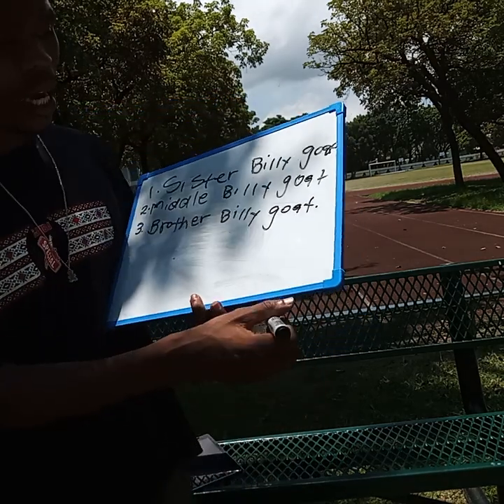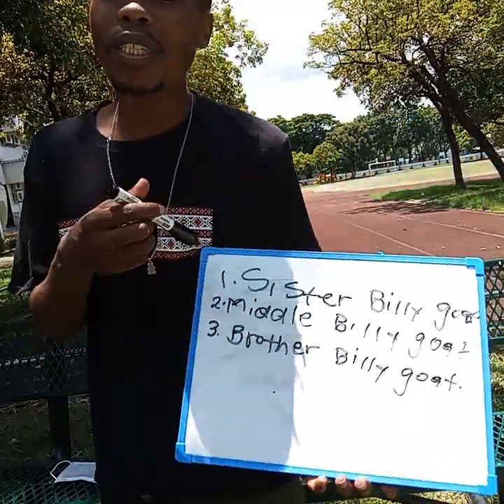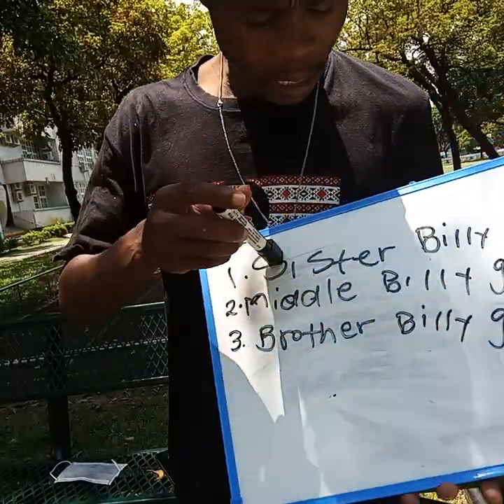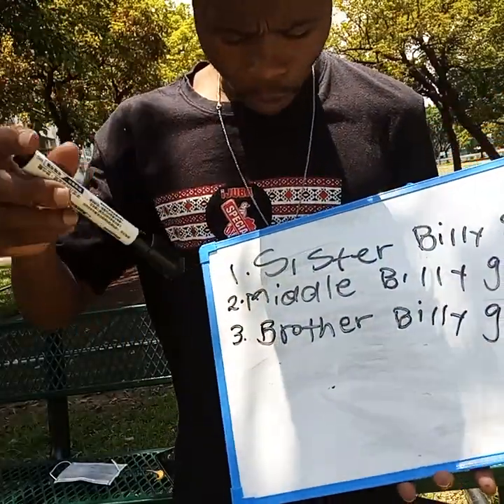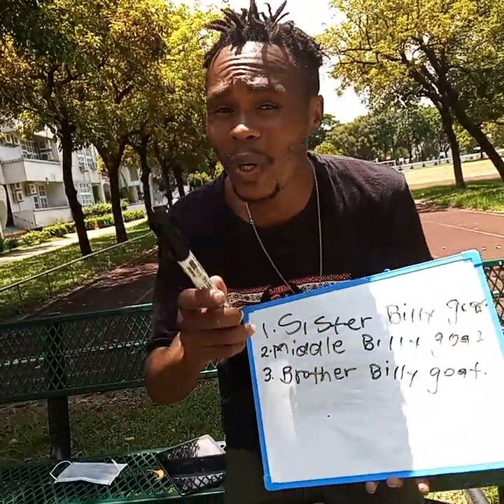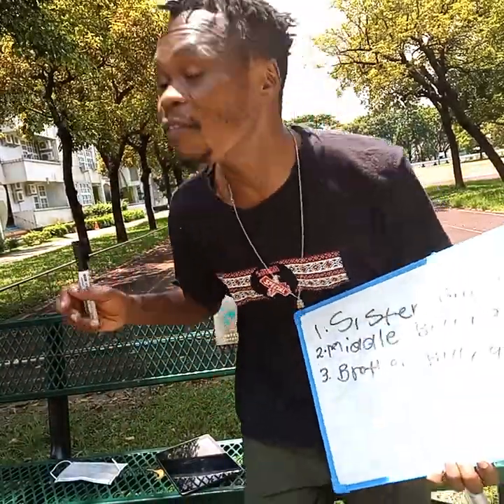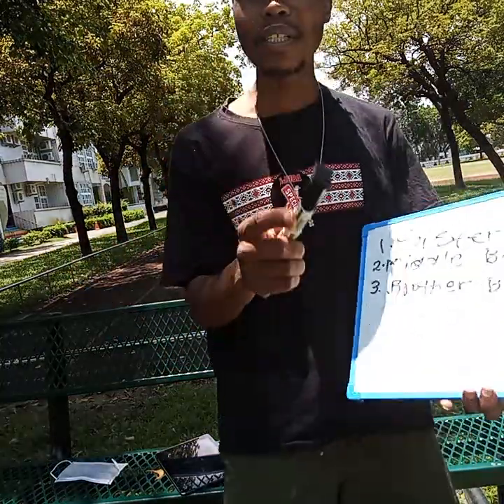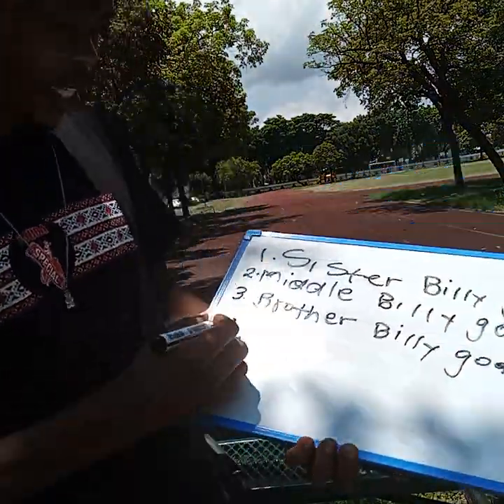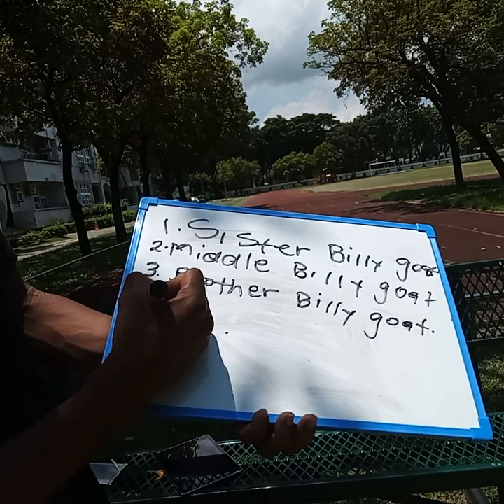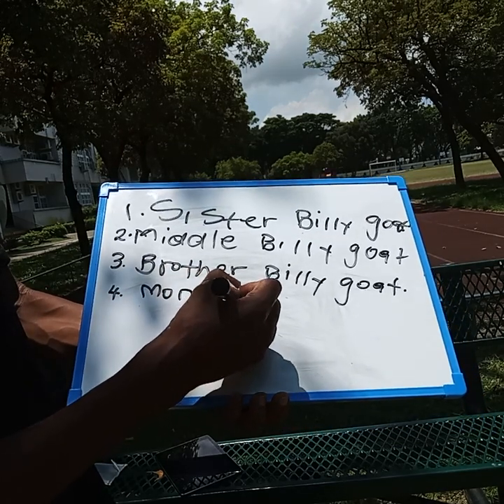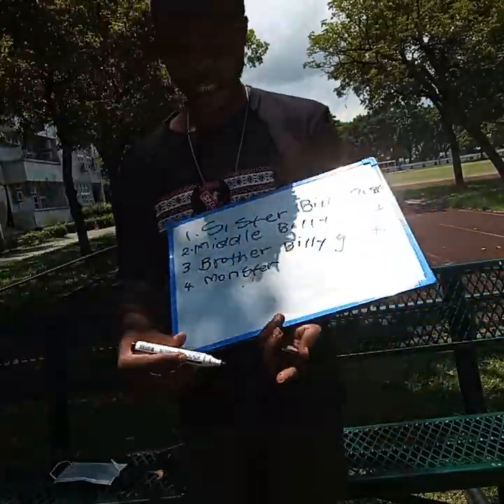All right, now listen. What were the three billy goats fighting? The three billy goats, sister billy goat, middle billy goat, and the brother billy goat, what were they fighting with their horns? They were fighting a monster. Excellent. Very good. So the fourth one is the monster. Well done.